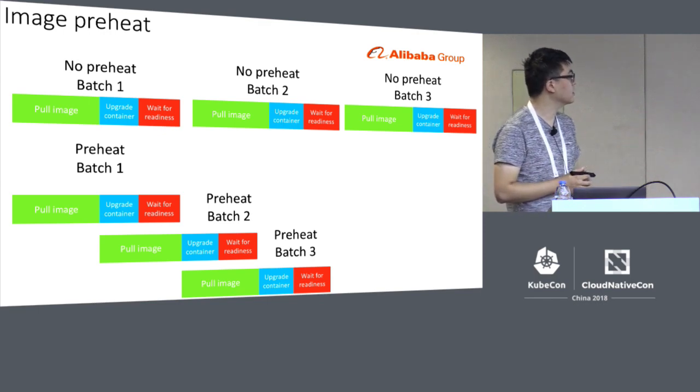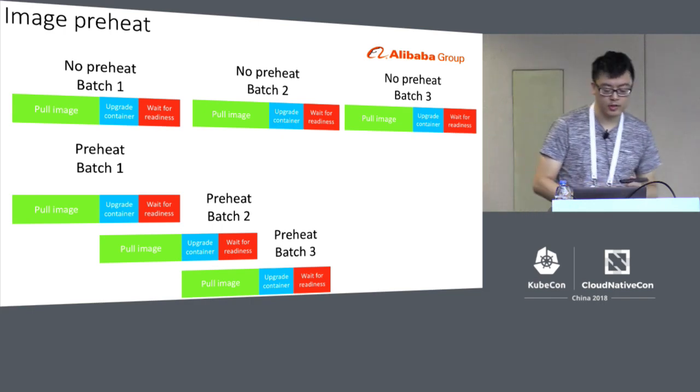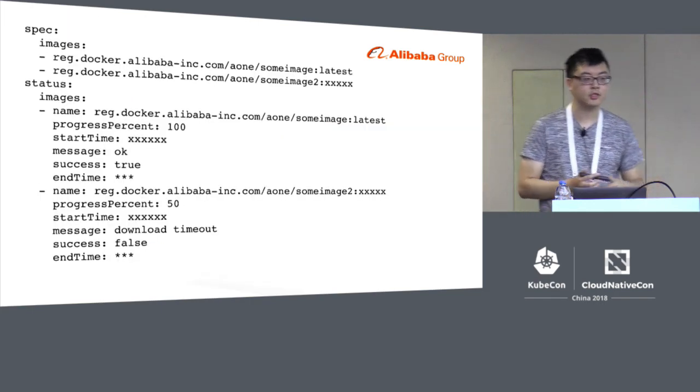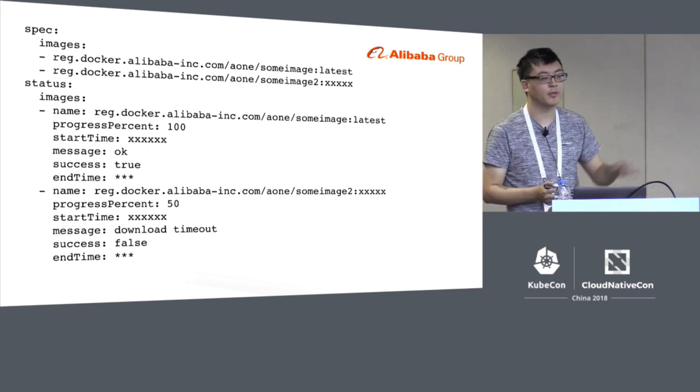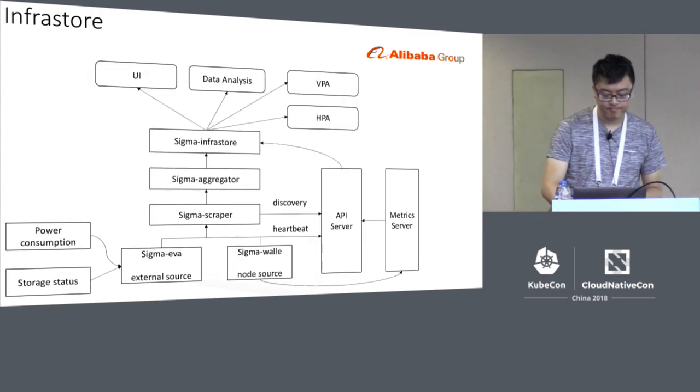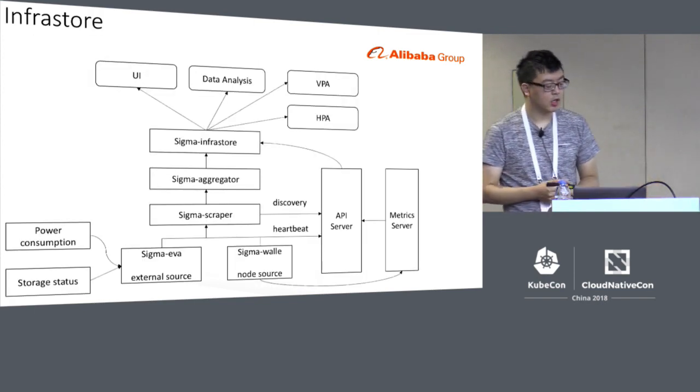Image itself can be a pipeline work. So for the second batch, you just need to wait for the readiness of the first batch before the second batch starts. For this image preheat, we actually express it through CRD. Each node knows what the preheat image is, and you can download the image to local in advance.